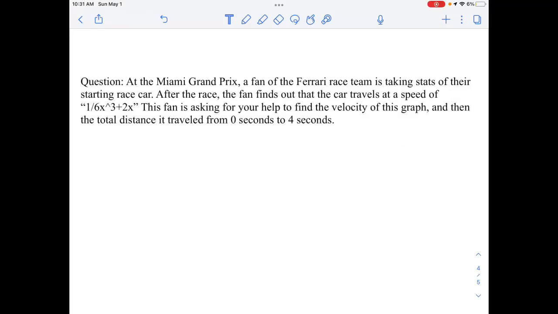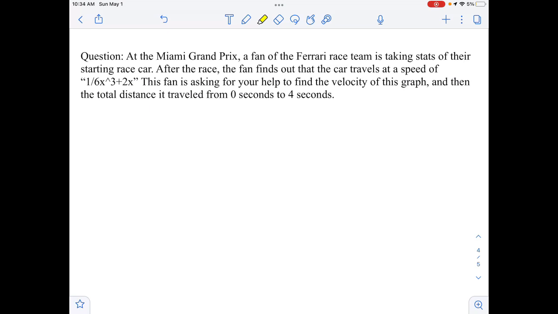Hello everyone, for today's third and final problem we have a word problem, and it goes as follows. At the Miami Grand Prix, a fan of the Ferrari race team is taking stats of their starting race car. After the race, the fan finds out that the car travels at a speed of 16x cubed plus 2x. This fan is asking for your help to find the velocity of this graph and then the total distance traveled from 0 to 4 seconds.